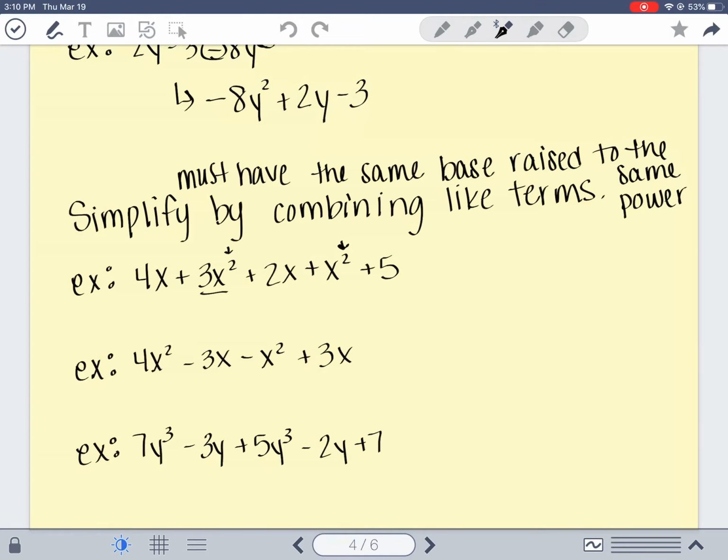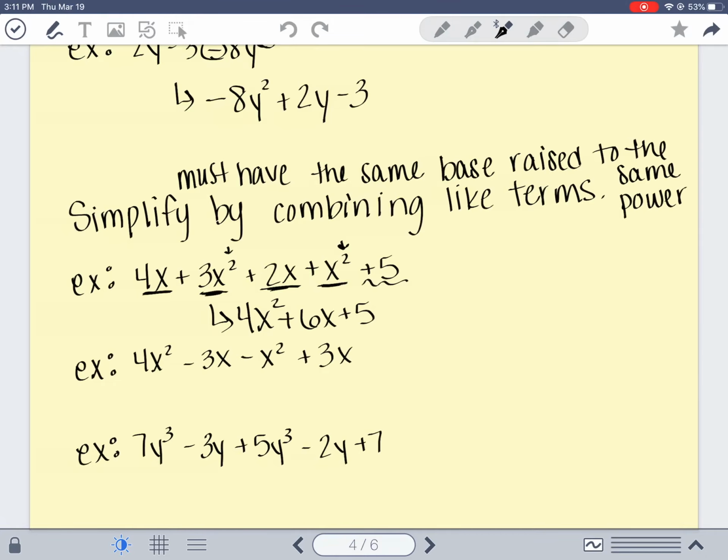So, since our squareds are the biggest, we've got 3 of these, 3 of the x squareds over here, and we've got 1 of them over here. So we end up with 4x squared. Next, we'll go to our 1 degrees. So we have 4x plus 2x. You guys should know how to do that one. You get 6x. And then we just bring along this plus 5. And it is simplified.